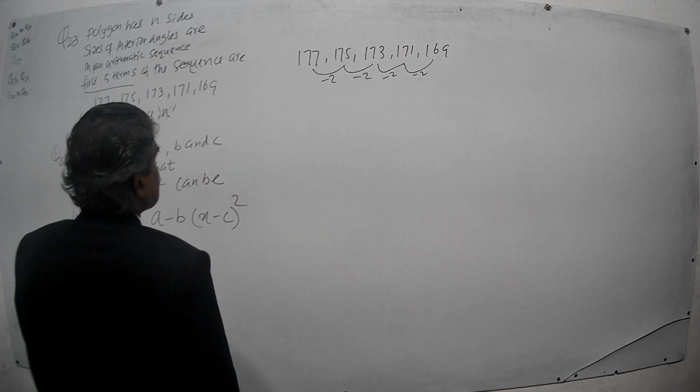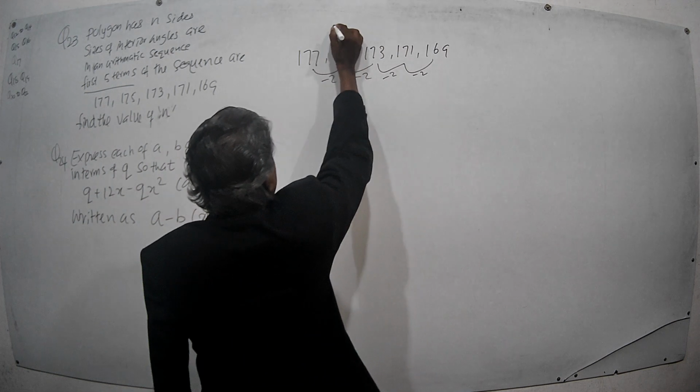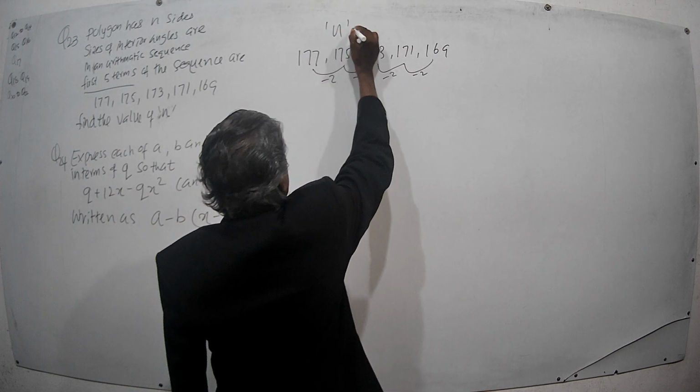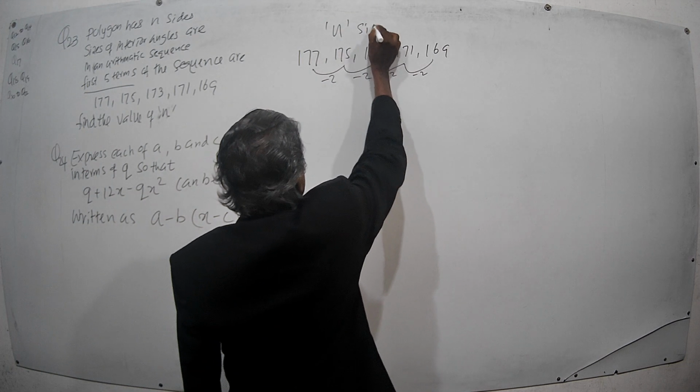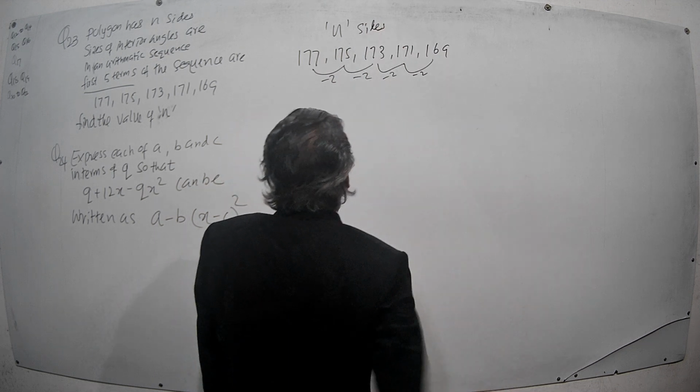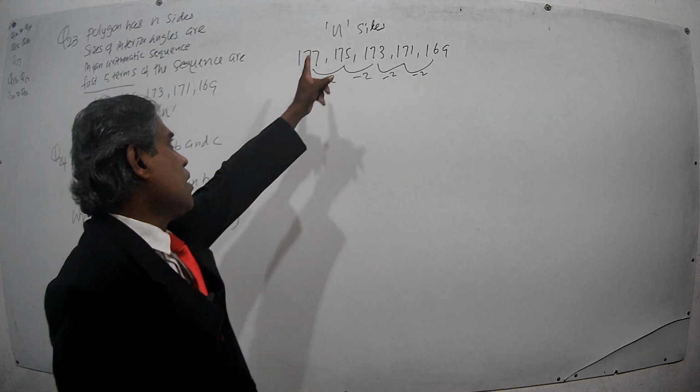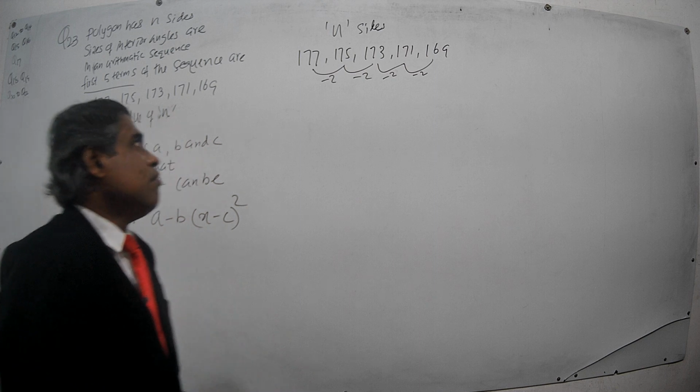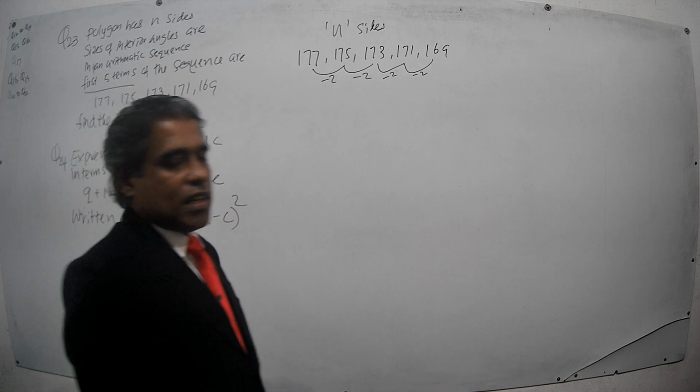Now what they ask: this polygon has n sides, and we are asked to find the value of n, the number of sides. Okay, now we will do it.